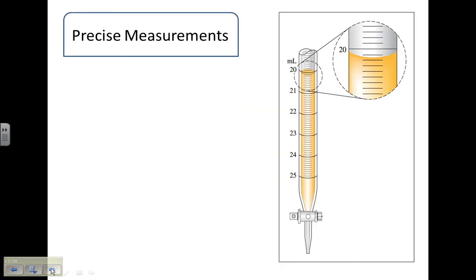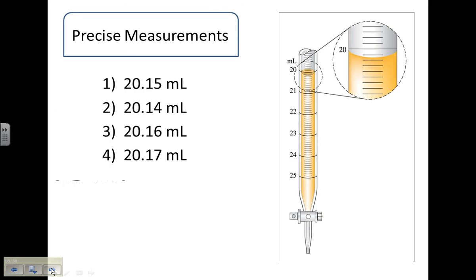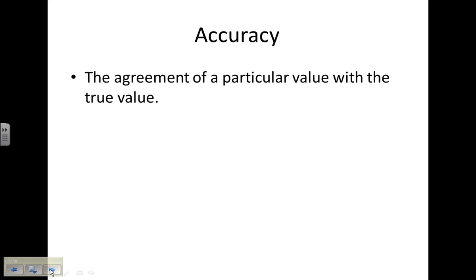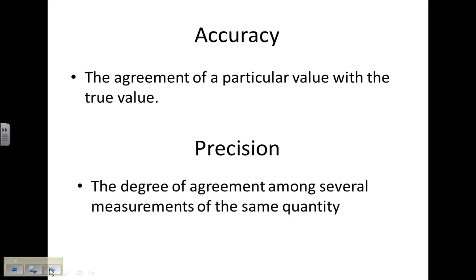So when you look back at our measurements of the graduated cylinder, we can see that all those measurements are precise measurements. And we'd have to have an outside source to know if it was accurate. So accuracy depends upon the agreement of a particular value with a true value. Easy example is to think of a density of a metal. It is given, it has been tested by many different scientists, and you can compare your value to the accepted value. Precision is just the degree of agreement among several measurements of the same quantity. How close are they?